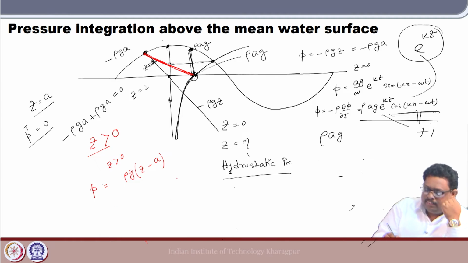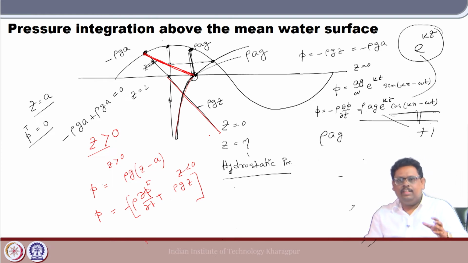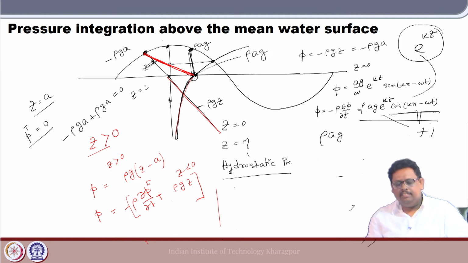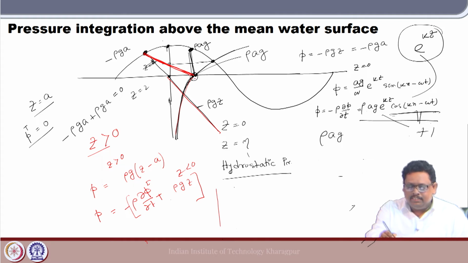And then after that, when z is less than 0, the value of p should be minus rho del phi by del t, which is this graph, together with plus rho g z, which is this part. So, this is the hydrostatic approach. We have two components, one above the mean free surface and one below it. Above the mean free surface it follows this straight line, starting with minus rho g a and ending with rho g a here, and if you add these two, the total pressure graph looks somewhat like this.